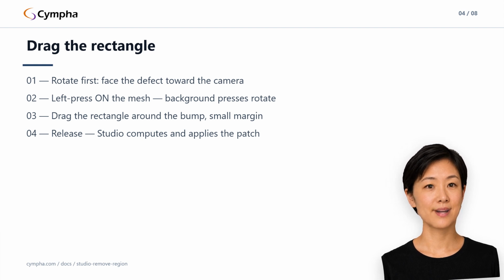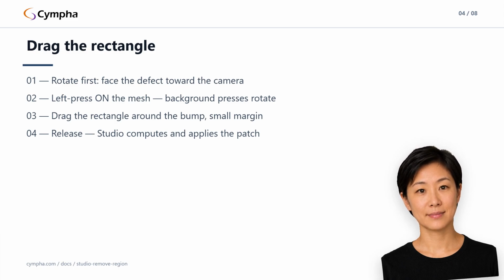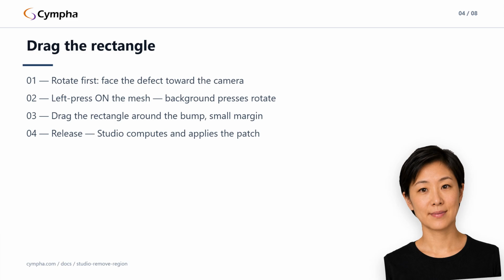Then left press with the cursor on the mesh. The first click must land on the model. That's a deliberate rule. Presses on empty background still rotate the camera, so you can keep framing even mid-tool. Drag to extend the rectangle around the bump, and release to apply. Studio computes the replacement and updates the mesh in place.